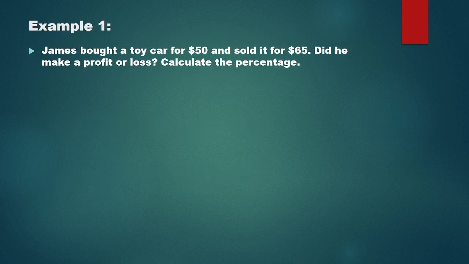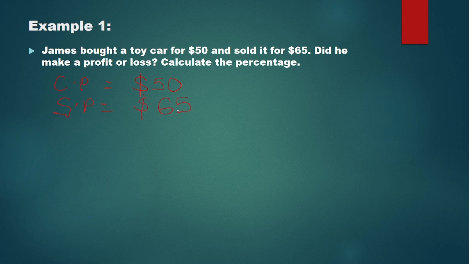Okay, let's take some examples. James bought a toy car for $50 and sold it for $65. Did he make a profit or loss? Calculate the percentage. Firstly, we need to write out what we are given. So we have our cost price to be $50 because that is the amount that he bought the toy car. Then he sold it, which is the selling price, for $65.